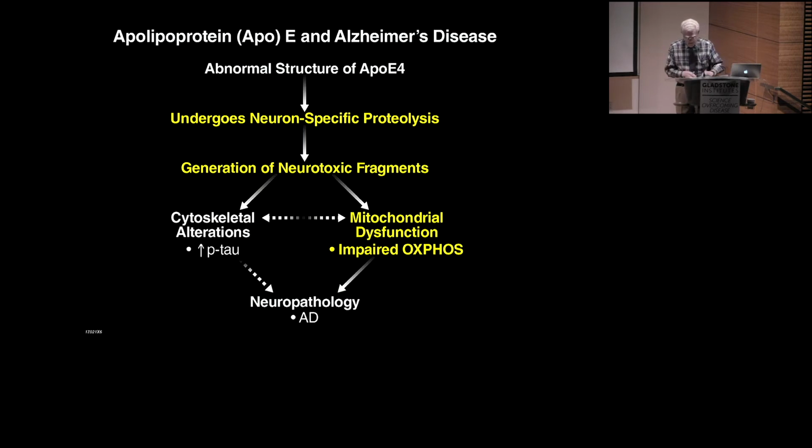I would go back then to the message slide, and I would say something like, now that I've shown you the importance of the abnormal structure of ApoE4, let me demonstrate how this structure leads to neuron-specific proteolysis and the generation of the neurotoxic fragments. And then I would present the data that support that.